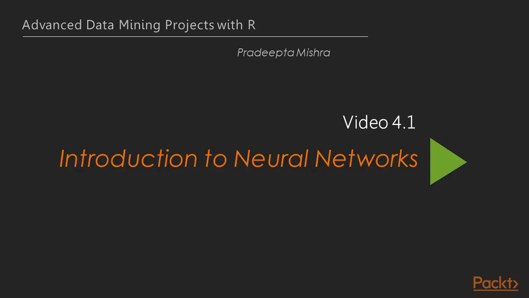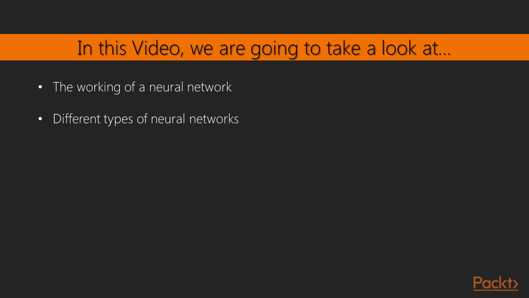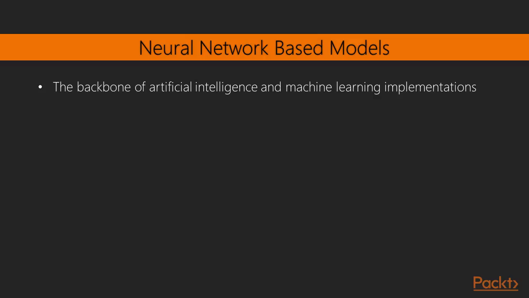Let's dive into the first video of the section, Introduction to Neural Networks. In this video we'll first learn about the working of a neural network, and also the different types of neural networks. Neural network-based models are gradually becoming the backbone of artificial intelligence and machine learning implementations. The future of data mining will be governed by the usage of artificial neural network-based advanced modeling techniques. One obvious question: why is neural network gaining so much importance recently, though it was invented in the 1950s?